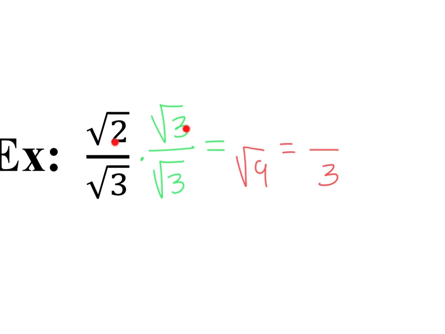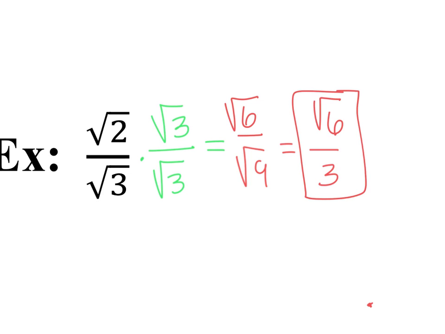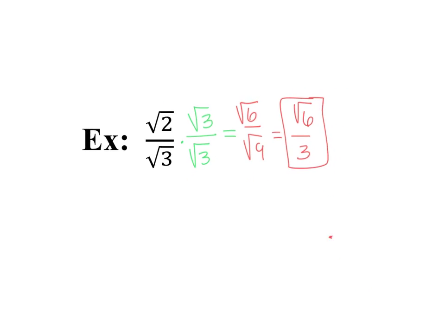On the top, since 2 and 3 are both inside the radical, I'm actually allowed to multiply them and make it the square root of 6. So my numerator is the square root of 6, which can't be simplified anymore because no perfect squares will divide 6. And since 6 is inside and 3 is outside, I can't divide them. That's your final answer.